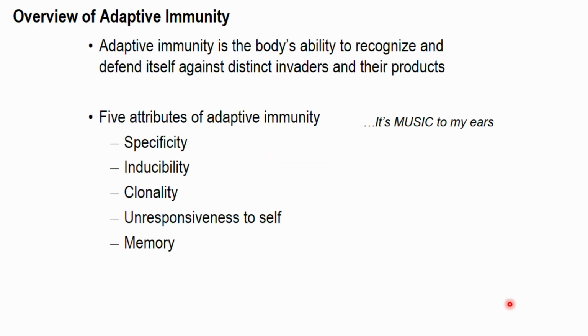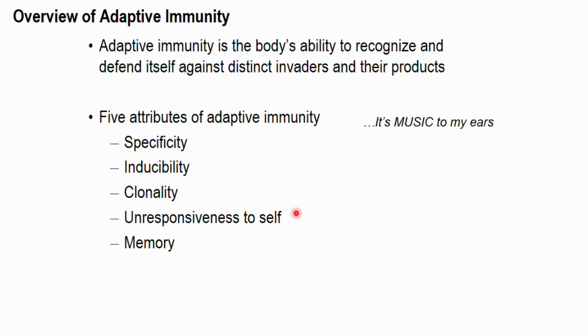And so one thing that's important to understand is the 5 attributes of adaptive immunity. And specificity, as I mentioned, specific pathogens. Inducibility, meaning that you mount a response and it is induced only when needed. Clonality, well, you'll see that basically clone armies of certain types of immune cells are created, and that we will see in the context of clonal selection of B cells and clonal selection of T cells.